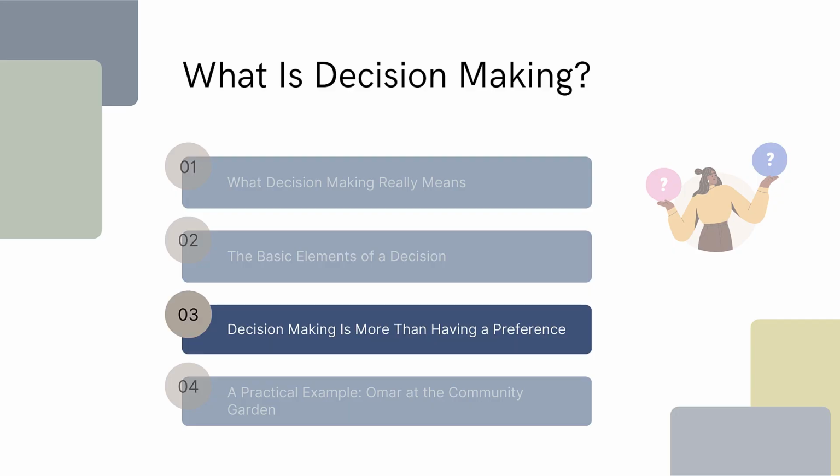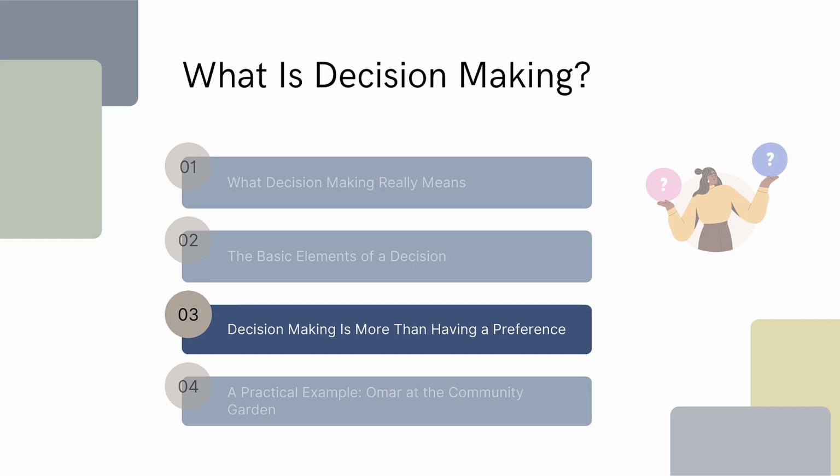Decision-making is more than having a preference. A preference tells you what you like. A decision determines what you will do. You may prefer one option but choose another because it better supports your goals or fits your circumstances. For example, you may prefer the most attractive product but select a less attractive one because it is more reliable.